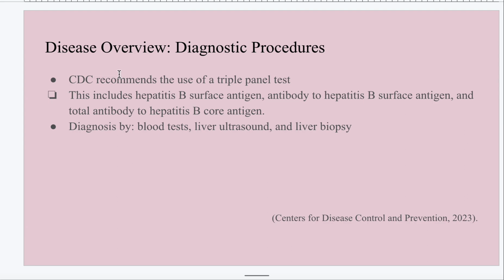There are different diagnostic procedures done for hepatitis B virus. The CDC recommends the use of a triple panel test. This includes hepatitis B surface antigen, antibody to hepatitis B surface antigen, as well as total antibody to hepatitis B core antigen. And there is diagnosis by blood test, liver ultrasound, and liver biopsy.